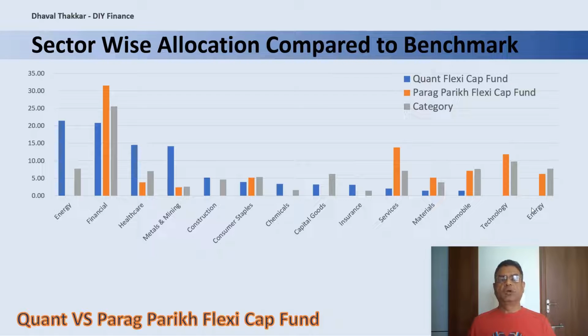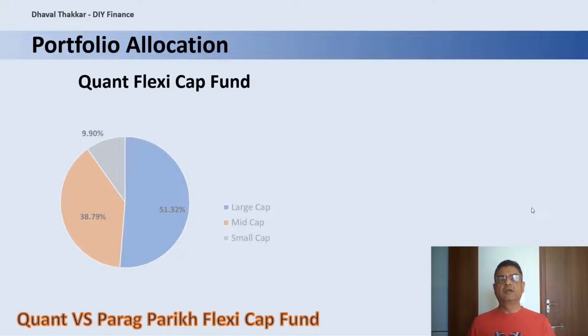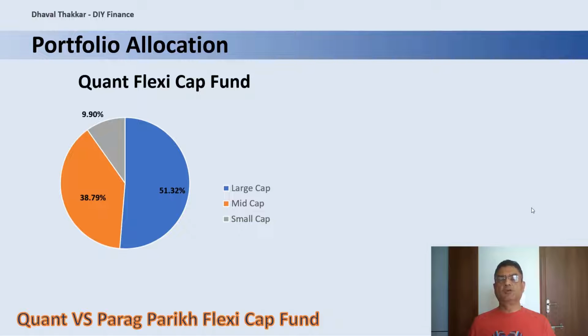Now let's check the portfolio allocation. Firstly, for Quant Flexi Fund, as evident, large cap shares form around 51% of the portfolio, whereas mid cap shares form another 39% of the portfolio, and the rest, around 10%, is allocated to small cap stocks. The portfolio looks quite proportionate with weightage given to all the three caps.